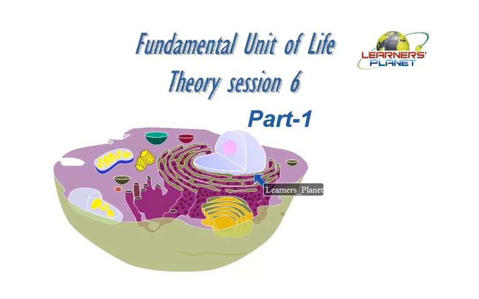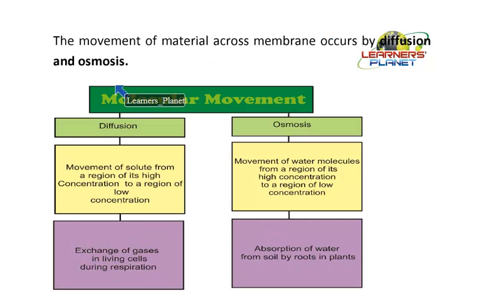Now these materials which are going to move in and out of the cells, of course they are in the form of molecules. So how do these molecules move? We have given a brief introduction about that in the previous class. Now let us understand the details of the same thing. So the movement of material across the membrane can take place either by diffusion process or by the osmosis process. So this molecular movement we can categorize as diffusion or osmosis. What do you mean by diffusion and osmosis? Let us brief it out.